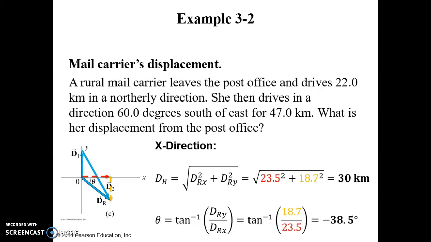If our resultant vector was in the 1st quadrant, the reference angle is correct as is. If our resultant vector was in the 2nd quadrant, we would need to subtract it from 180 degrees. And if it was in the 3rd quadrant, you would need to add 180 degrees. But in this example, our magnitude for displacement is 30 kilometers and the direction is negative 38.5 degrees. Remember, unless a problem states magnitude only for displacement or velocity or any vector, you must also solve for the direction to receive full credit for vectors.